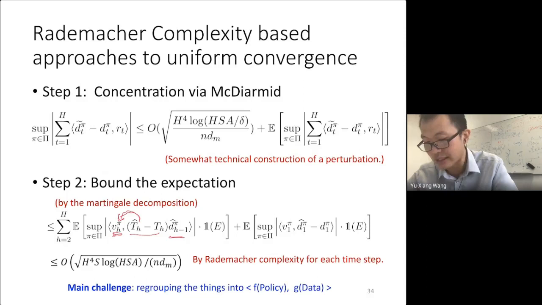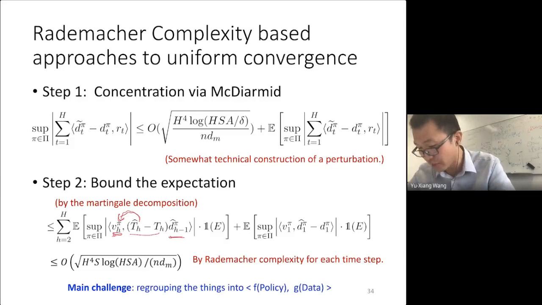So the key challenge is to group the things into an inner product of two things, where one depends only on the policies and the other depends only on the data. It's challenging to do that due to the multi-linear structure of the Markov decision process. We'll see how to get around that with local uniform convergence.